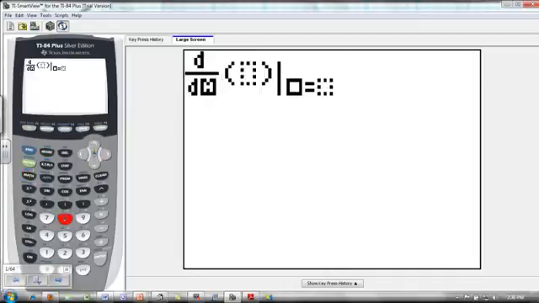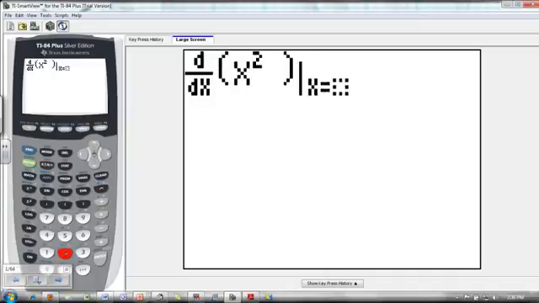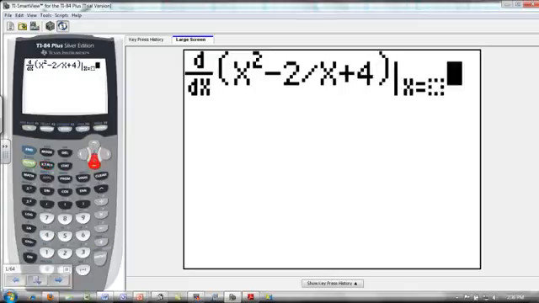All right, so if we go math and option 8 for nDeriv, we want to take the derivative with respect to x of x squared. And I got to practice moving over to the right to get out of the superscript mode. Minus 2 divided by x plus 4. And of course, we're interested in what that value is when x is negative 1.